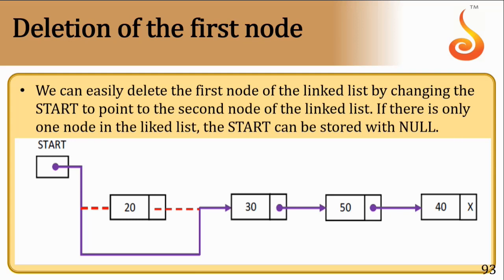If that is not true, then only you can proceed with the deletion. So here the diagram shows we can easily delete the first node. How do I do that? See, head, or here they have given you start, but I would be referring to it as head. The name does not matter. The only thing is it should be a pointer which points to the structure node.